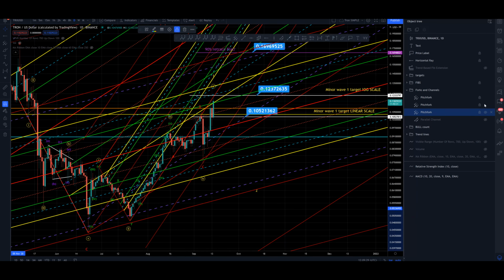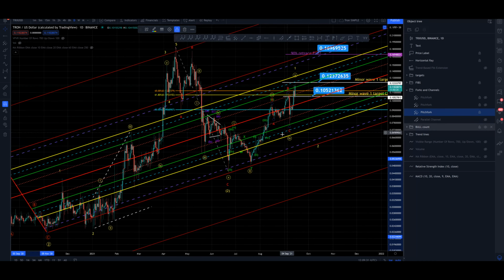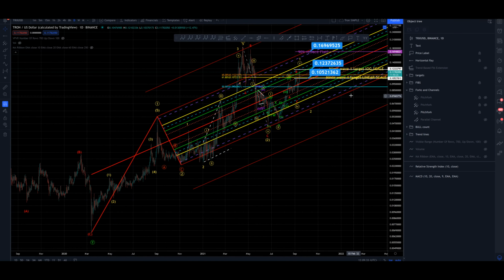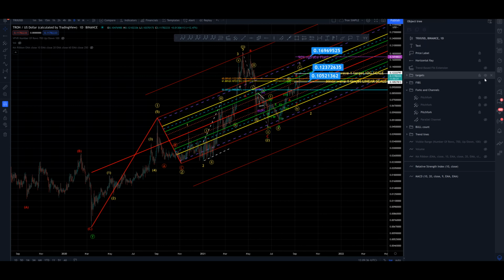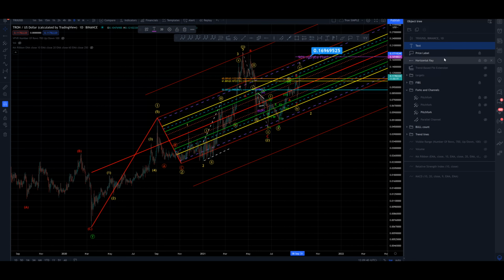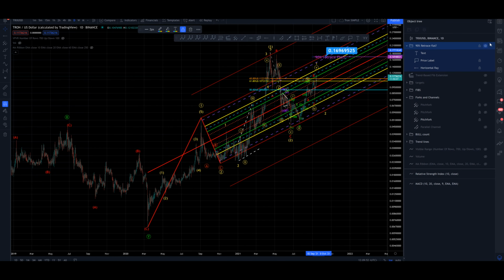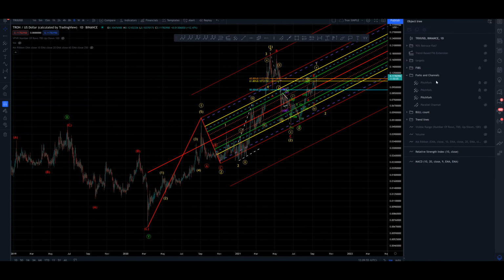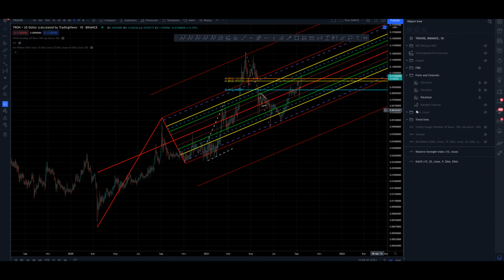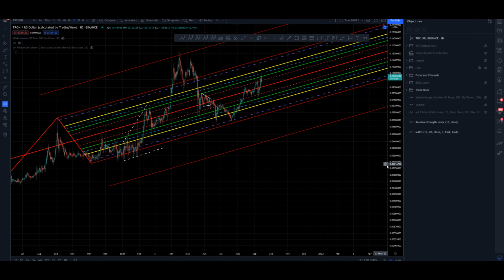This is off the primary degree. Okay, so this looks cleaner than most at the moment. Let's get rid of some of these targets. They're really getting in the way now. And let's just throw this into its own folder. I'll call this 90% retrace flat question mark. Okay, so I can hide that now. I know what I'm looking for. And let's just get rid of the count as well. And let's get rid of this fib. Okay, so now we're just purely looking at geometry for a moment.